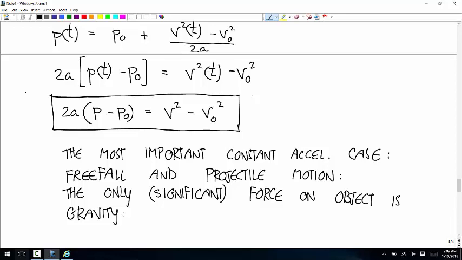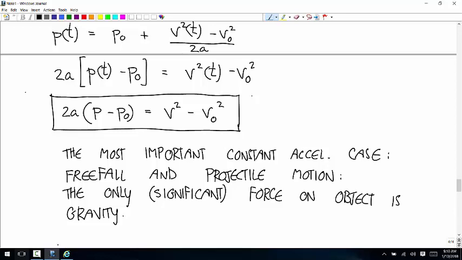Okay, so the most important case of constant acceleration is for problems in free fall and projectile motion. And all it takes for something to be in free fall or projectile motion, and those are synonyms, is that there's no other significant force acting besides gravity. Air resistance is always acting on things, but this is saying you can use these equations in the case where air resistance is small. And we have to talk a little bit about when air resistance is small and stuff like that. But I want to show you a movie that demonstrates this.